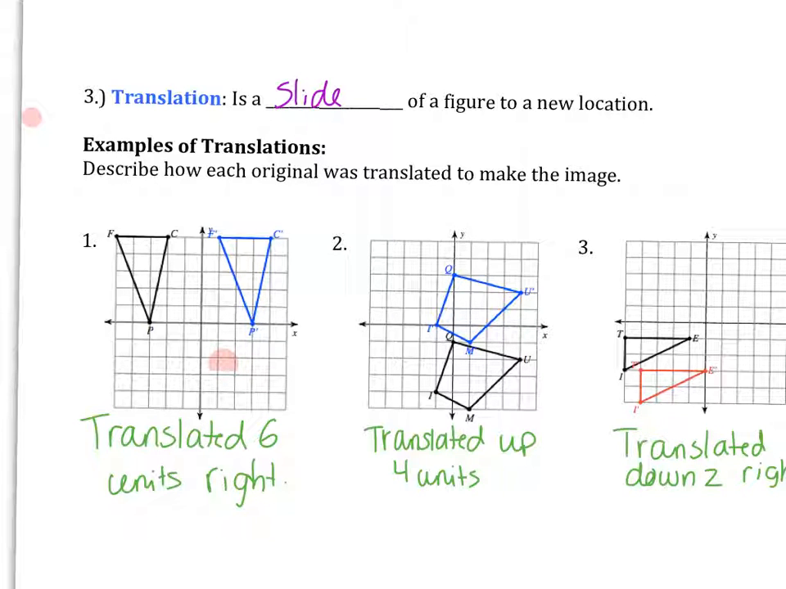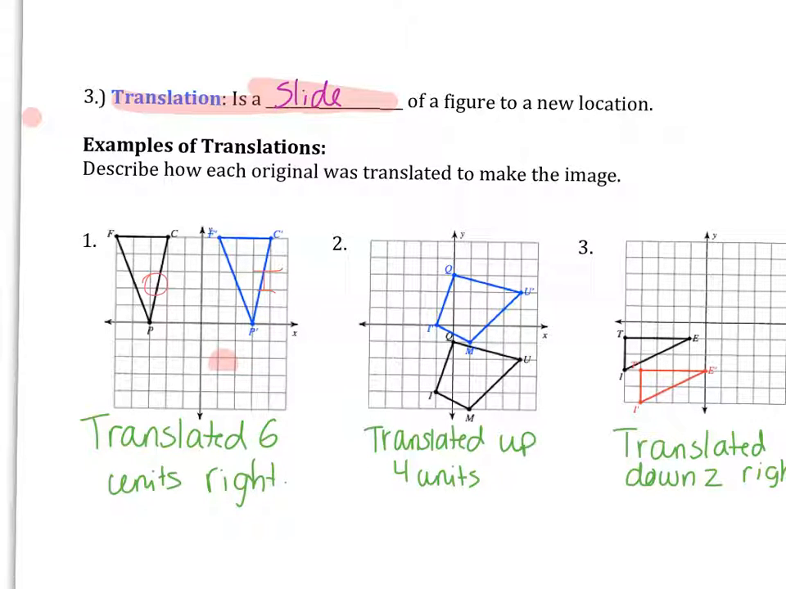And our last type of rigid motion is called a translation. It is just a slide of a figure to a new location. And this is usually the easiest one to pick out. And I'll show you why. Okay, so same thing, describe how each original was translated to make the image. So pick out the image, we'll mark that one. That one's going to be blue because of the prime marks, and then the black one is the original.